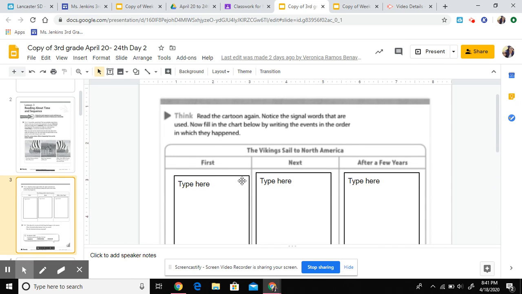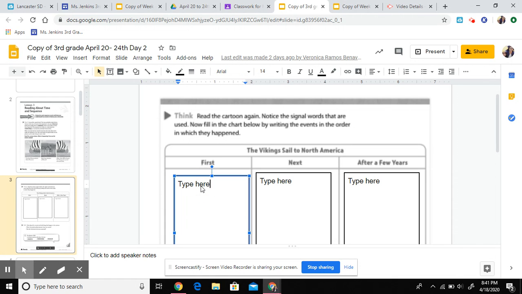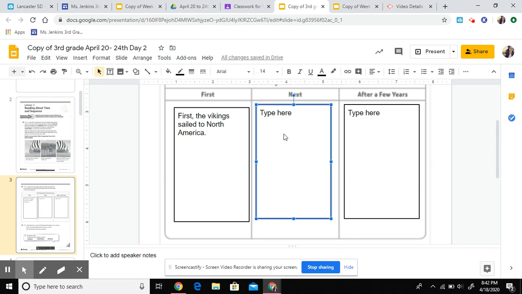So first, Vikings. And you can write this however you want. I'm just going to try and fill it out as I go. To North America. I'm trying not to copy it word for word, but it's very straightforward. First, the Vikings sailed to North America.